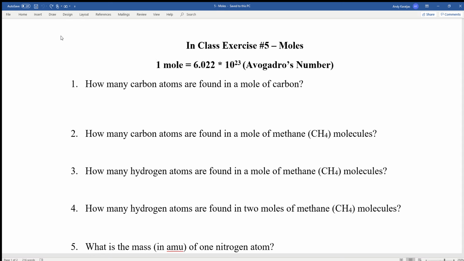So now that you've had a chance to work through some of these questions, let's go over them. We're going to start out pretty easy here. How many carbon atoms are found in a mole of carbon?